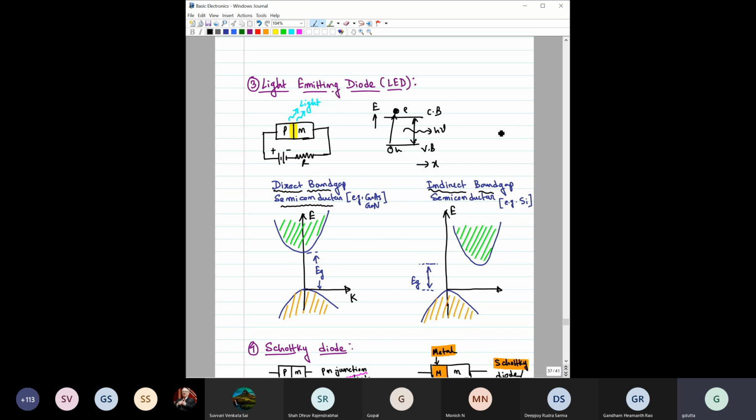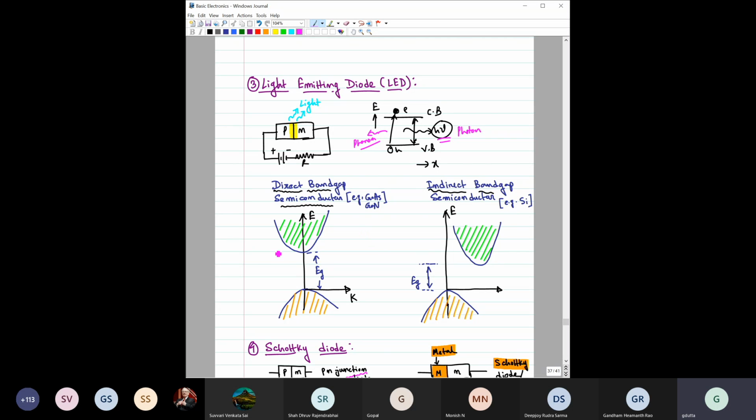So what will happen? This will not result in the generation of a photon, but it will create a phonon. Phonon basically means lattice vibration, and due to this, it will create additional heat. So in the indirect band gap semiconductor, this energy will be radiated as heat, whereas in a direct band gap semiconductor, this energy would be radiated as a photon, or light. So this is the basic difference between direct band gap semiconductor and indirect band gap semiconductor.